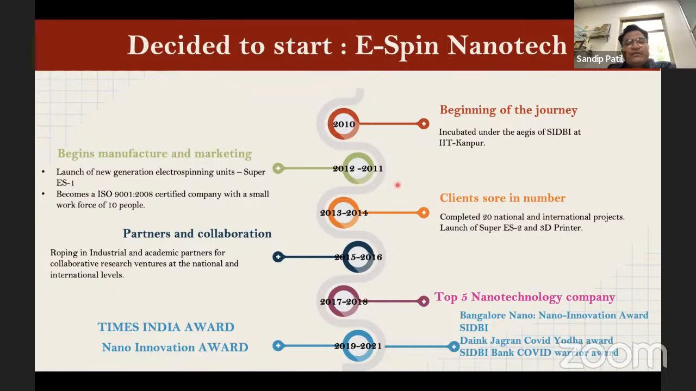From 2010 to 11, we became an ISO company, and then we initiated many more models of Super ES1. Then we completed 20 national and international projects. We could collaborate with partners, a Russian partner, then a US partner. In 17 and 18, our company was highlighted as one of the top 5 nanofiber, nanotechnology companies in India. And we got many awards in between.